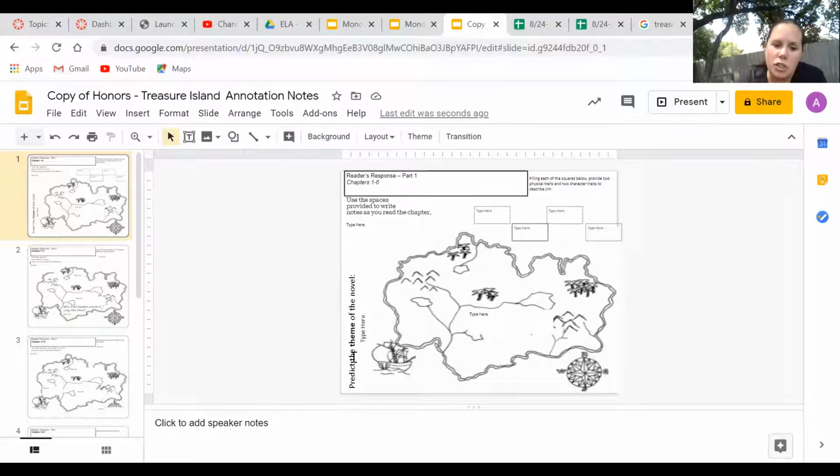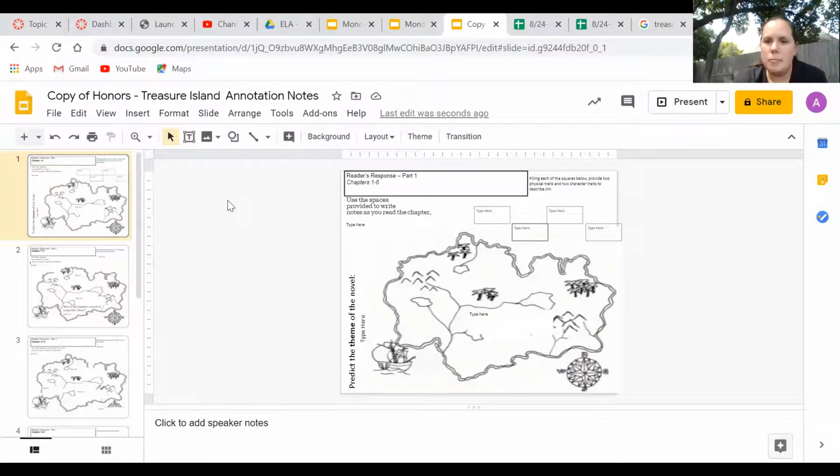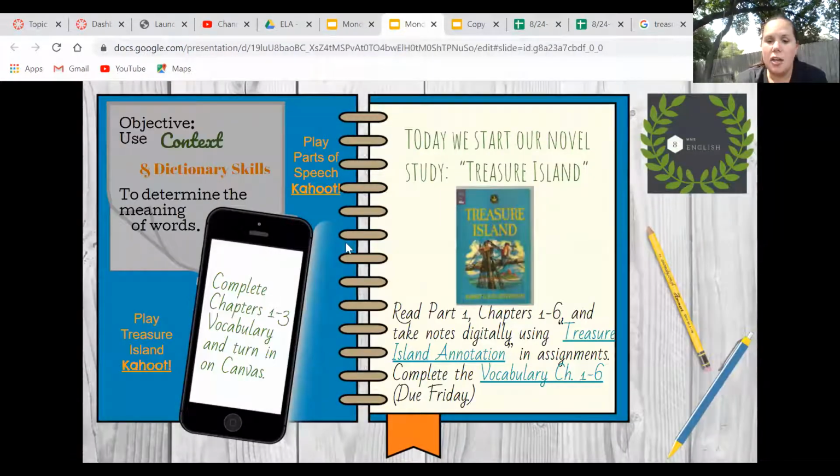Then over here, you're going to predict the theme of the novel. What do you think the message is? And then you've got some more typing here, okay? So I definitely want you to take your time and make sure you get your notes in for that. And you'll have one page for each part that we focus on, okay?